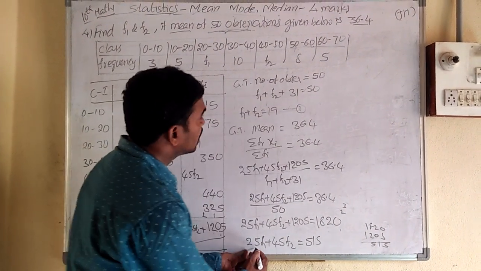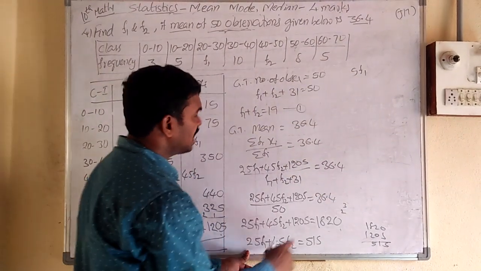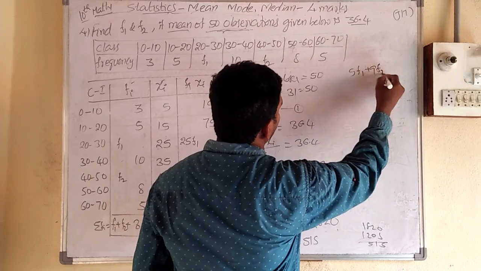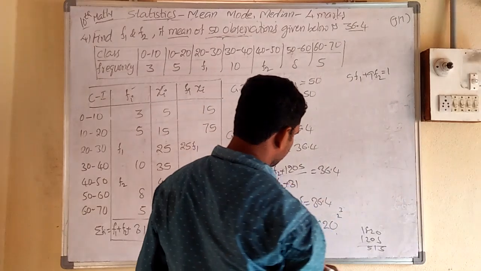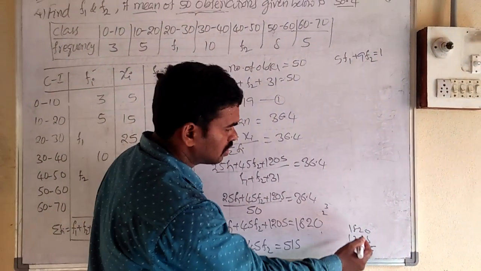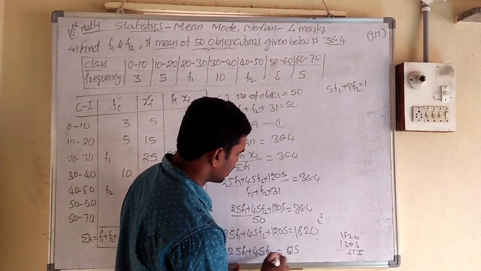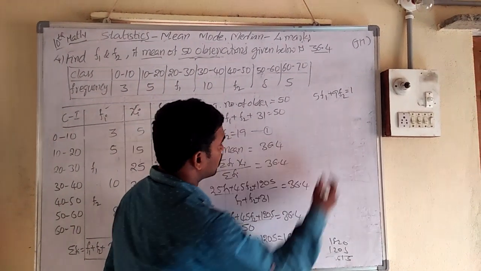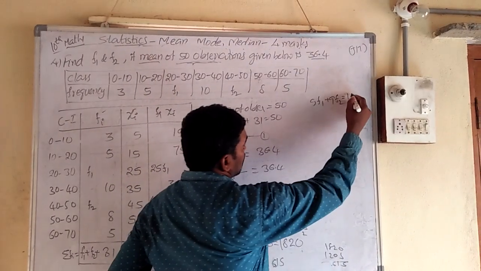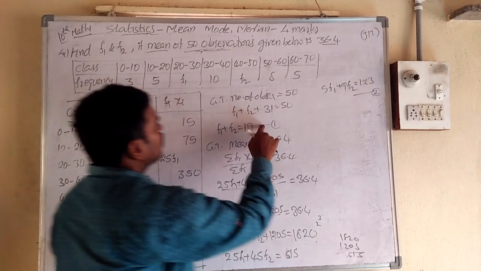So in 25, 5 times 5 is 25, so 5 f1, plus 9 f2 in 5 times 9 is 45. Here, is it 515? No, sorry, 1820 minus 1205 is 615. I am taking 5 common in all terms, so 5 times 123 is 615. So this is equation 2. We have to solve equation 1 and 2.